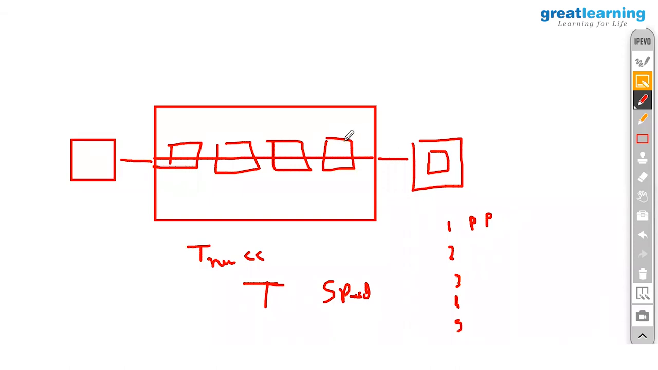But we are not changing the architecture, right? What we are doing is we are distributing the data. I will split my data into many parts and then distribute them parallelly onto multiple networks. Okay. What can I do in my network?